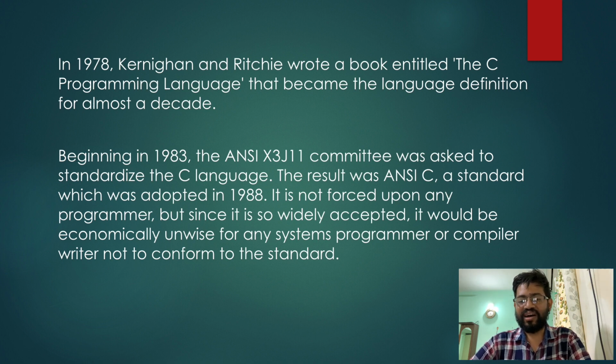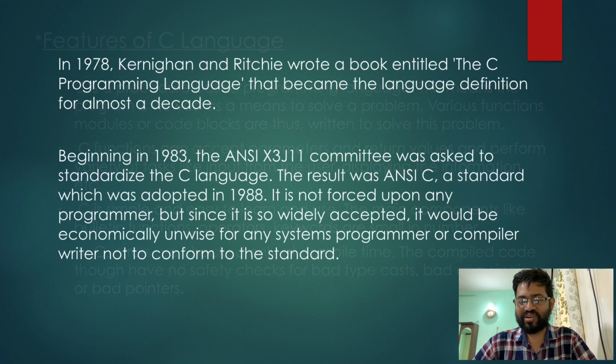Beginning from 1983, the ANSI X3J11 committee was asked to standardize the C language. The result was ANSI C, a standard which was adopted in 1988. It was not forced upon any programmer, but since it is so widely accepted, it would be economically unwise for a system programmer or compiler writer not to convert to the standard.